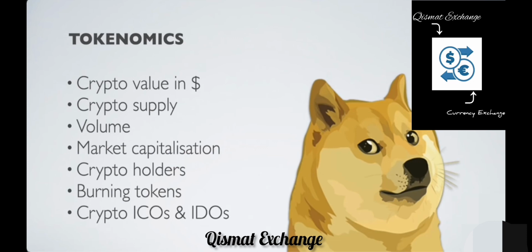Tokenomics obviously is a mix of tokens and economics. We can look at the value of a cryptocurrency, the supply of it, which is super important. If it has an unlimited supply, is that going to affect the investment over the long term? If it has a very limited supply, then if a lot of people want to buy it, the price might rocket up. The volume in terms of the trade, daily, weekly, monthly, how much is the project worth?